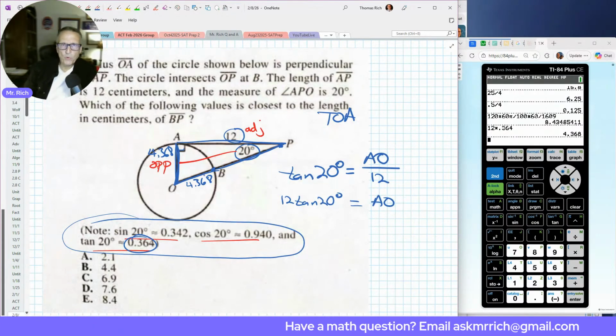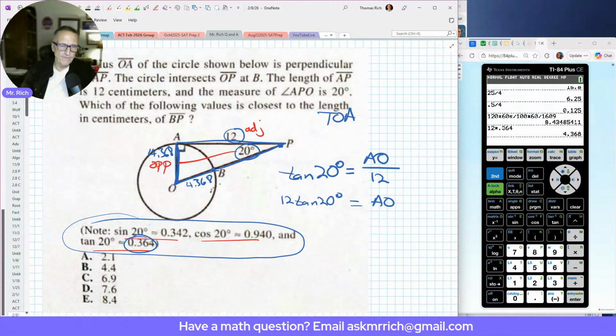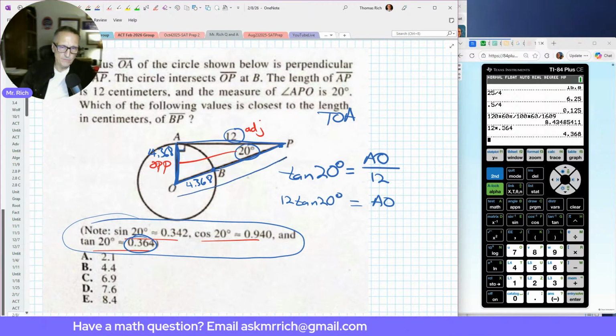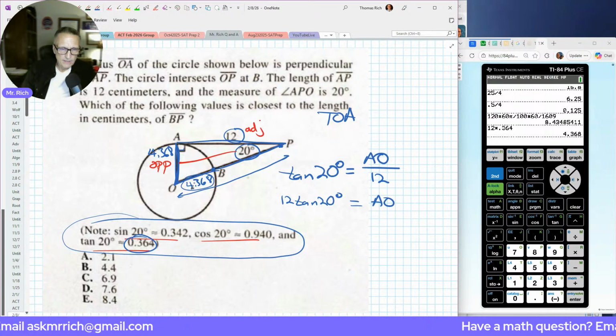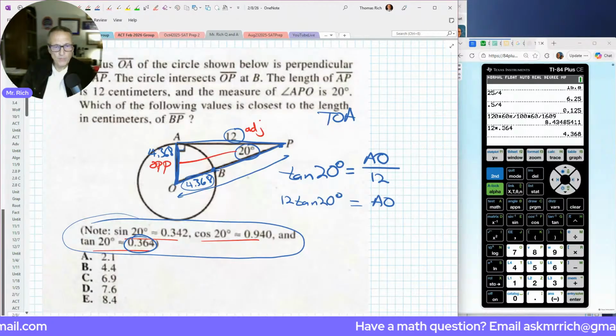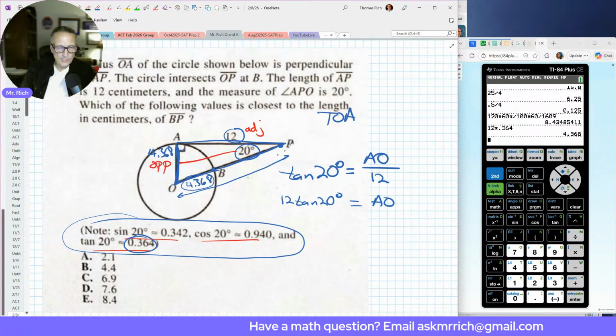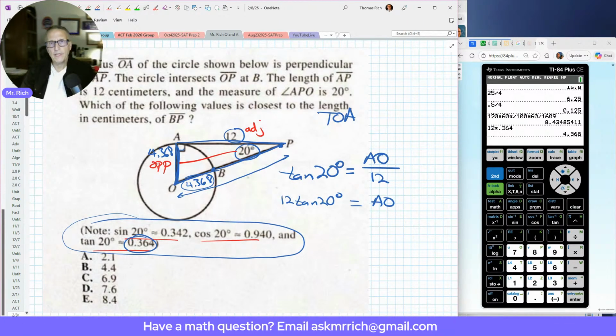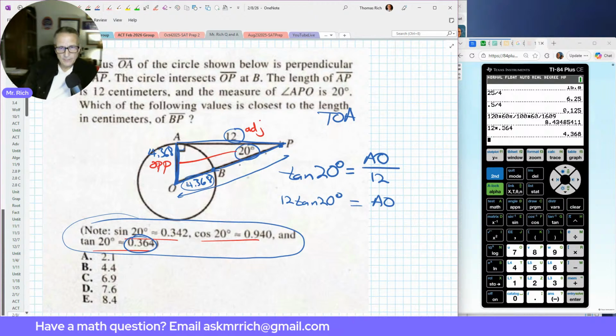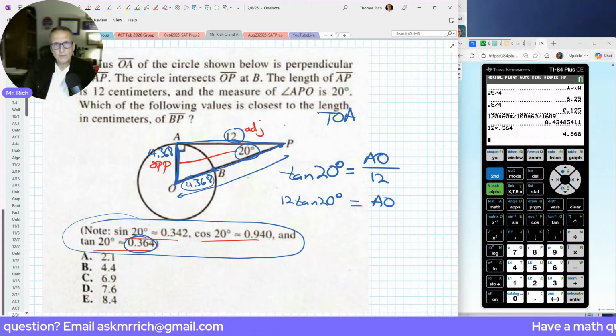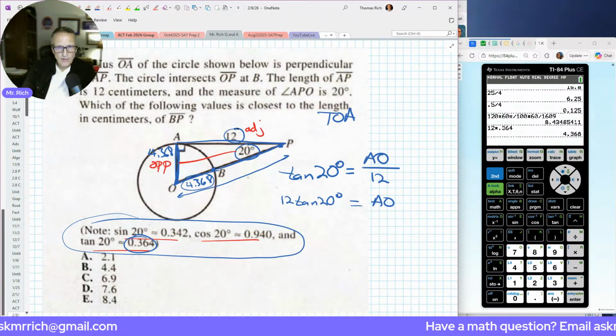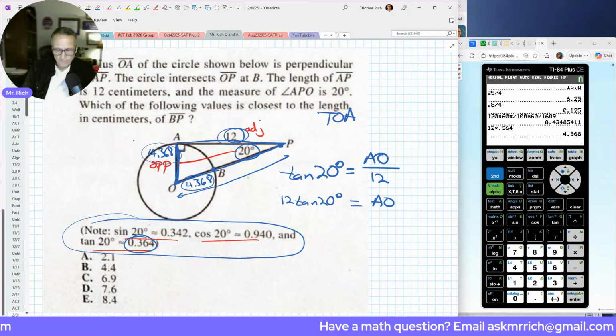Now their question makes a little bit more sense, because if I get the hypotenuse from O to P, I could then subtract that known segment there, OB, 4.368, from the hypotenuse. It will give me the length that I need. Now, how am I going to get this hypotenuse? I'm going to just use the Pythagorean theorem at this point, because I know I have a leg of 12 and a leg of 4.368.